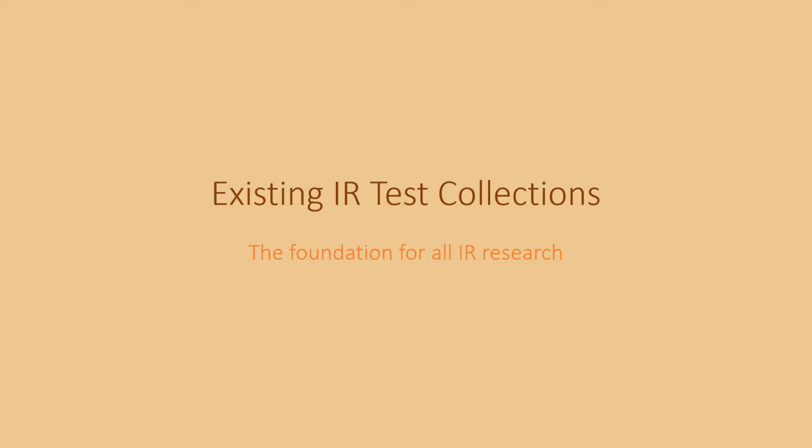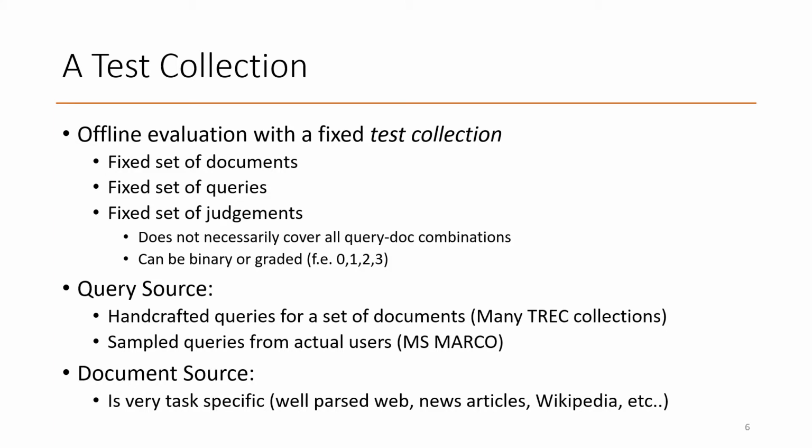Existing IR test collections are the foundation for all information retrieval research, because without test collections, we would be totally in the dark of how good our systems are actually working. A test collection is usually an umbrella term for the following set of data. It's used for offline evaluation with a fixed set of documents or passages, a fixed set of queries, and a fixed set of judgment pairs that cover some, but not necessarily all, query document combinations.